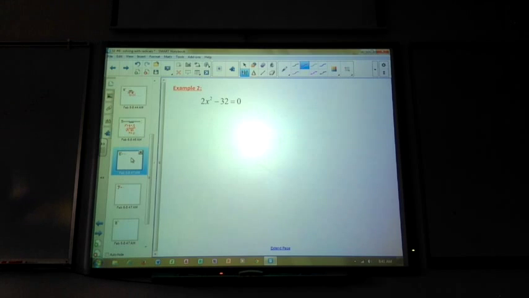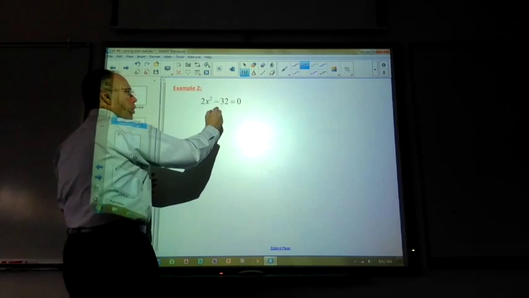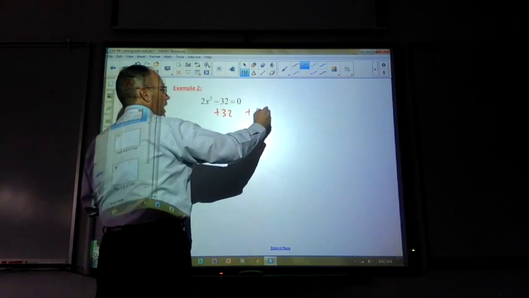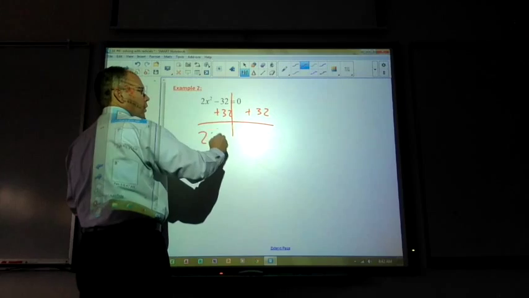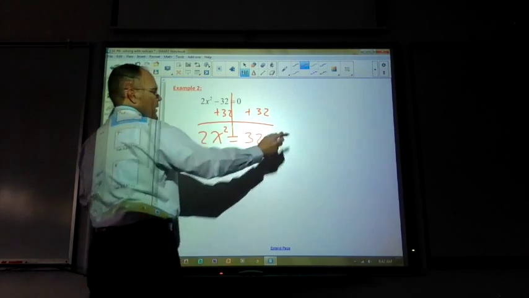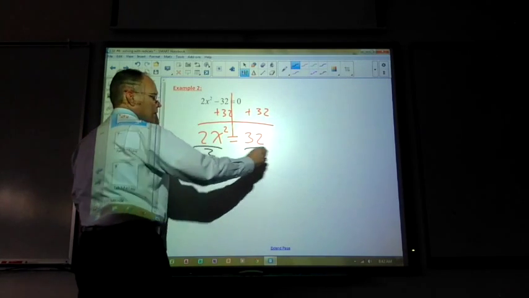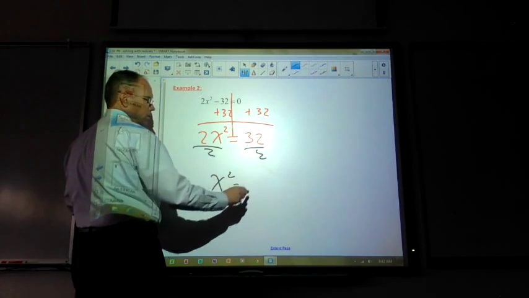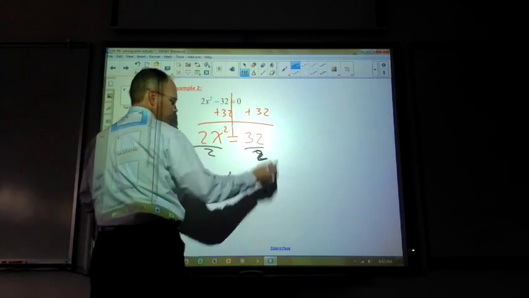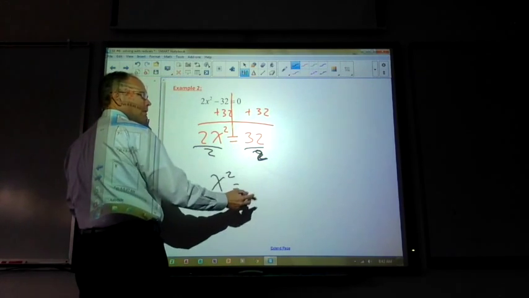Okay. I want x squared by itself. Real close. I'm not going to square it. I'm not going to divide each side by 2 yet. I'm going to add the 32. So we're going to slowly work to get the x squared by itself. Remember, we're adding to both sides of the equal sign. So I get 2x squared is equal to 32. Then what? Divide by 2. So x squared is equal to what is 32 divided by 2?